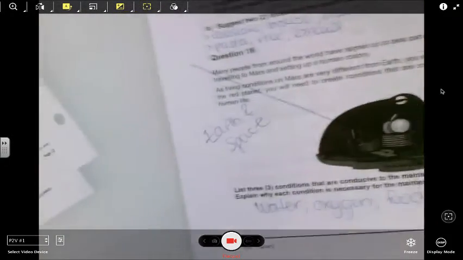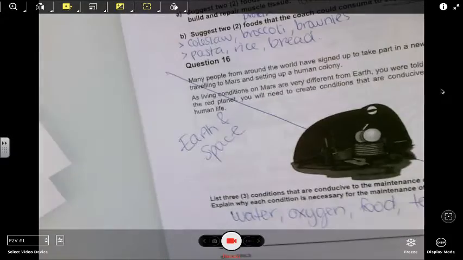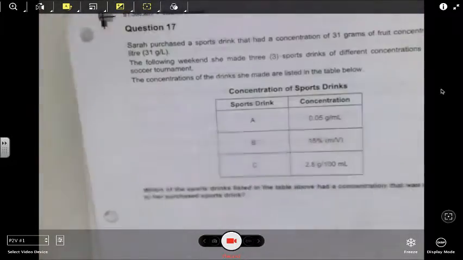All right, so 17. Sorry that my camera is lagging so much. I don't really understand what's happening.